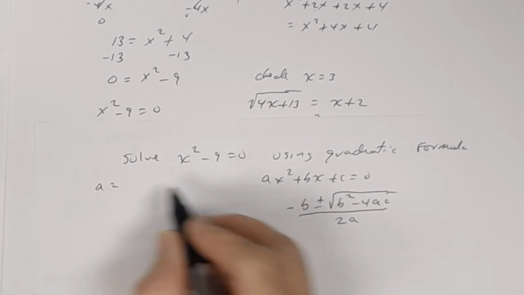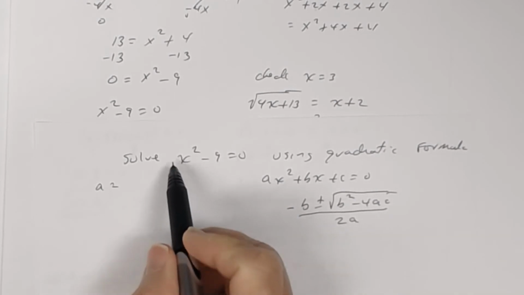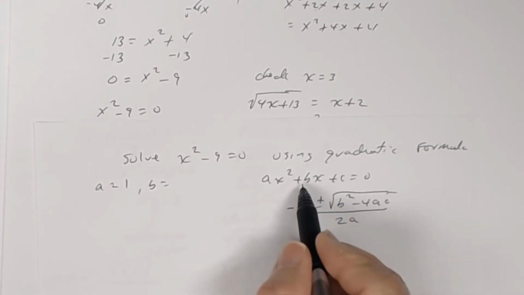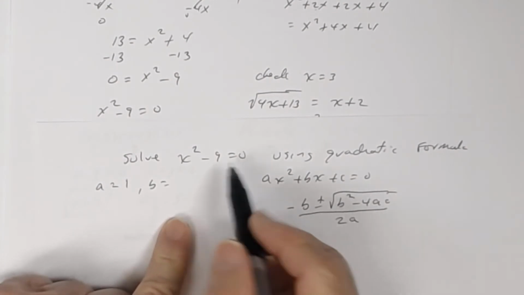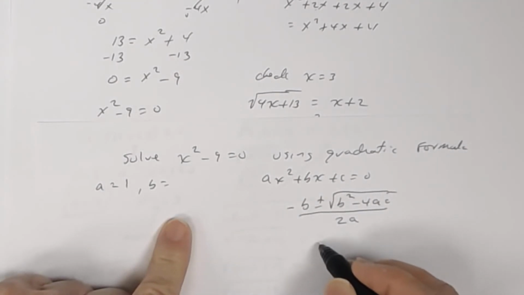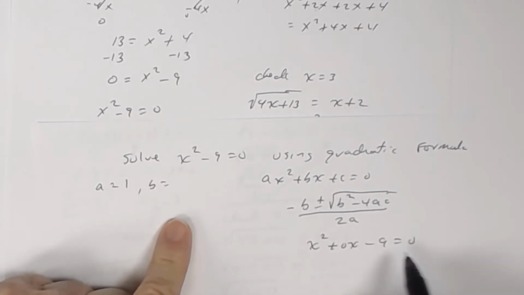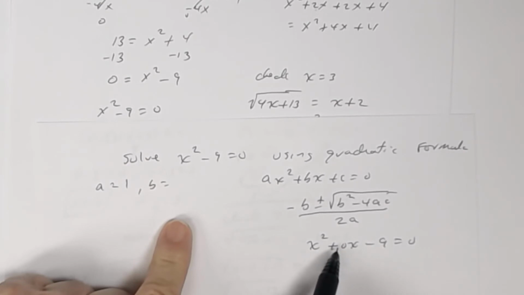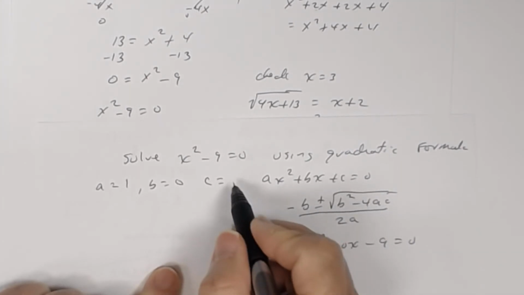So remember, a is the coefficient of the x squared term. So in this case, a is 1. b is the coefficient of the x term. But notice there is no x term here. So you see that x squared minus 9 equals 0? If you think about it, that's really this: x squared plus 0x minus 9 equals 0. Do y'all agree that this is the same thing as this? So if you look at x, the coefficient of x is 0. So b is 0. And then c is your constant, which is negative 9.